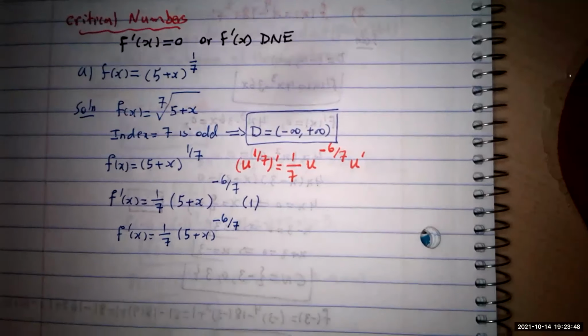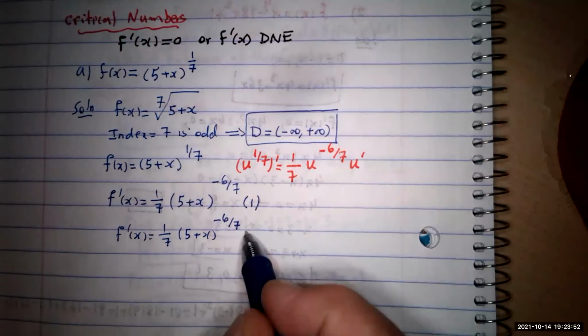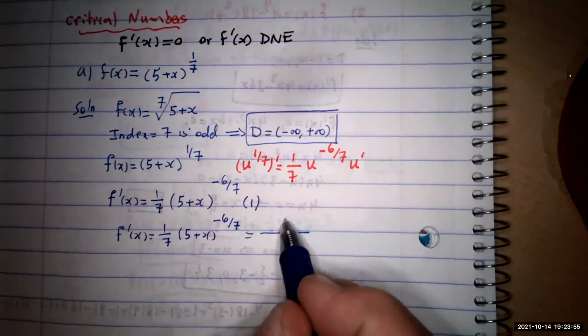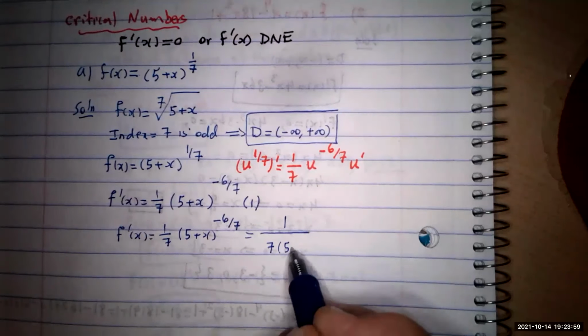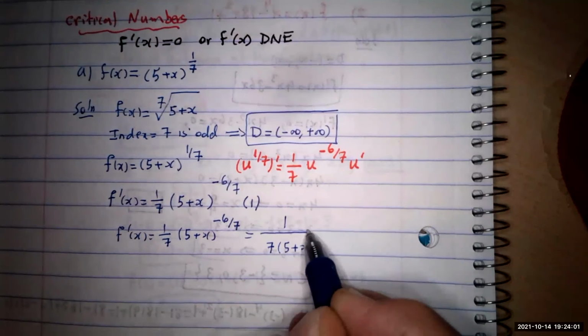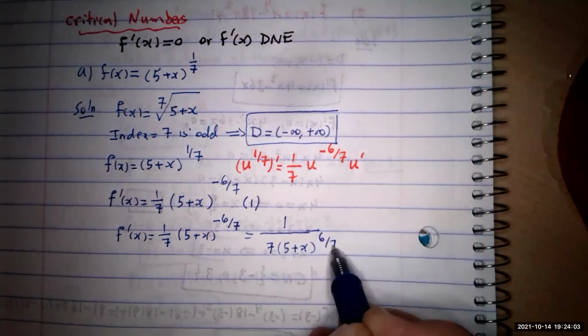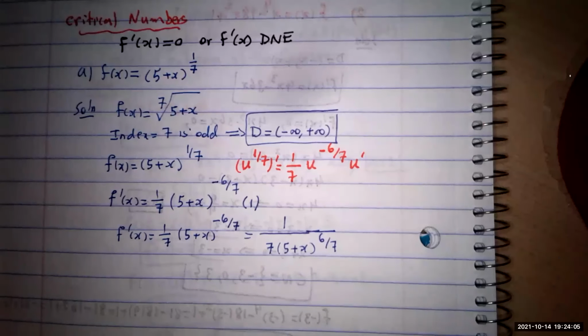Since you want to let it equal 0, you have to rewrite it with a positive exponent. So it's going to be equal to 1 on the top, and 7 times 5 plus x to the 6/7 on the bottom. This is going to be your f prime. Any question?